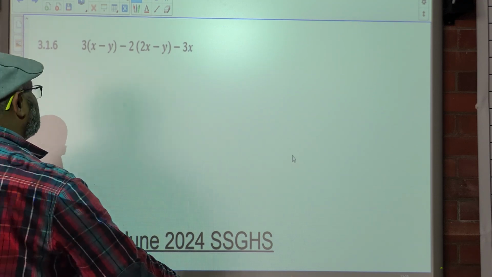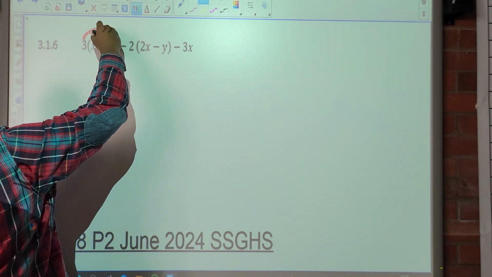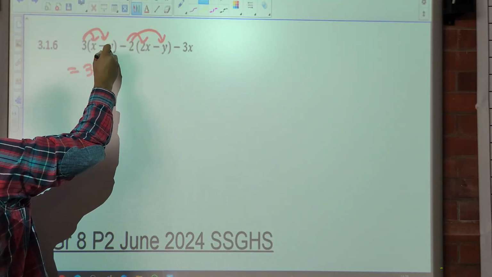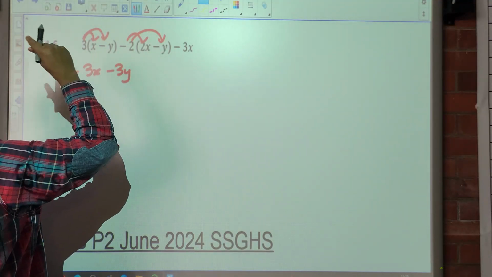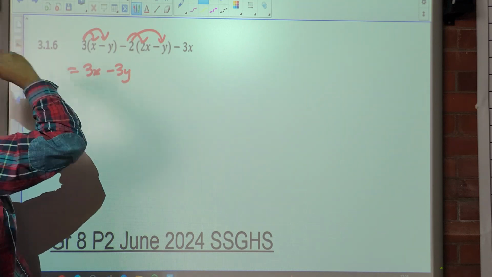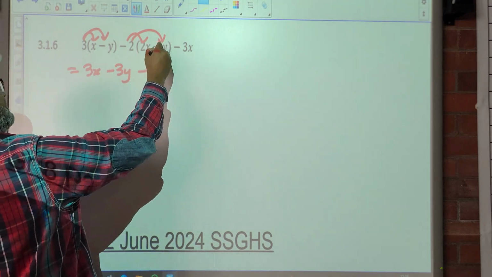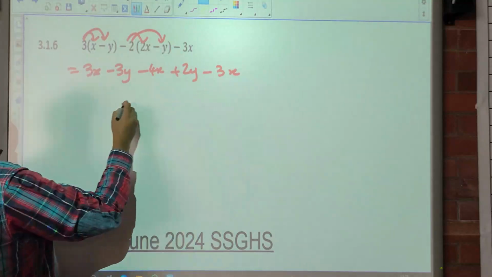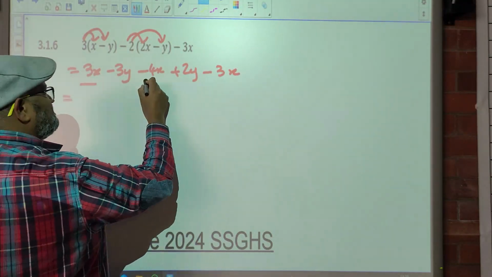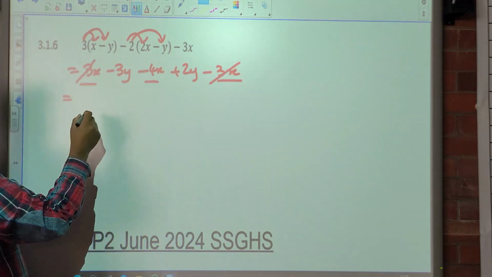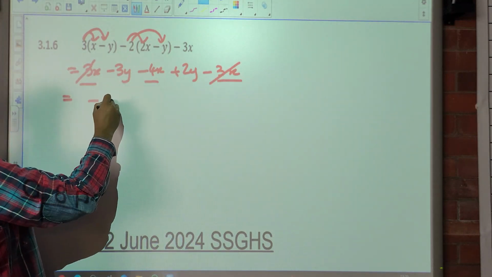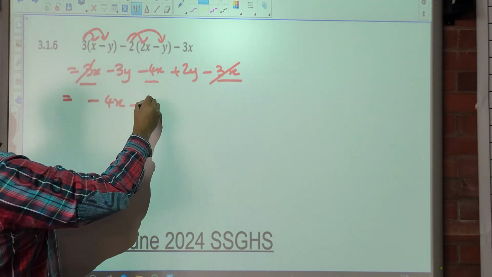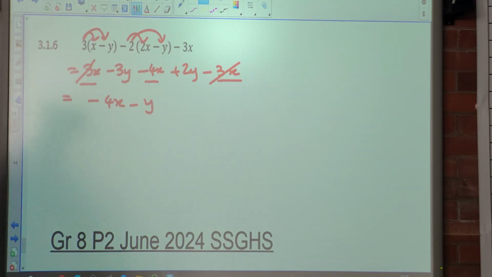3.1.6. To simplify, I must get rid of the brackets first. So 3 times x is 3x. 3 times negative y is negative 3y. Negative 2 times 2x is negative 4x. Negative 2 times negative y is positive 2y, minus 3x. So now I'm going to look for like terms. Of course, those cancel. So I'm left with negative 4x. And what is negative 3y plus 2y? Negative y.